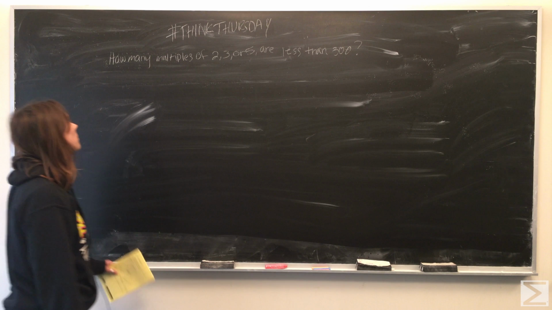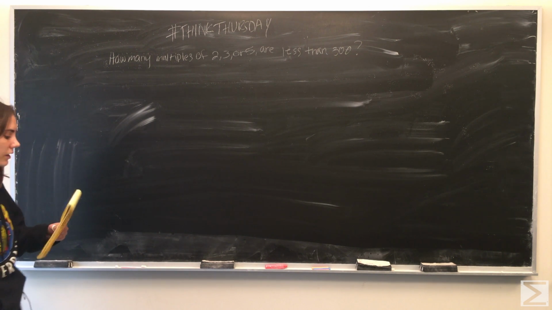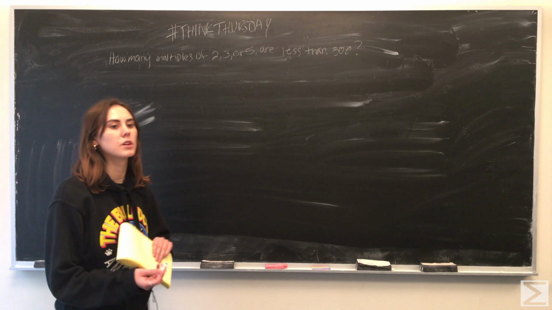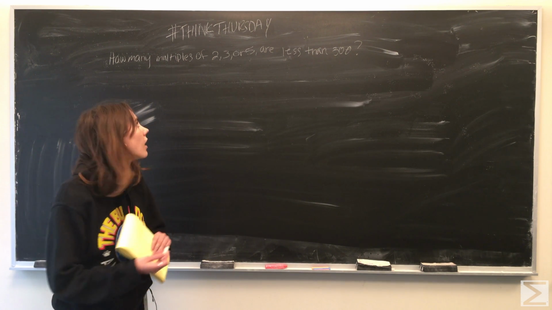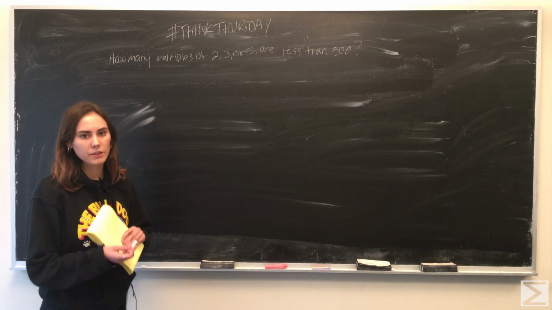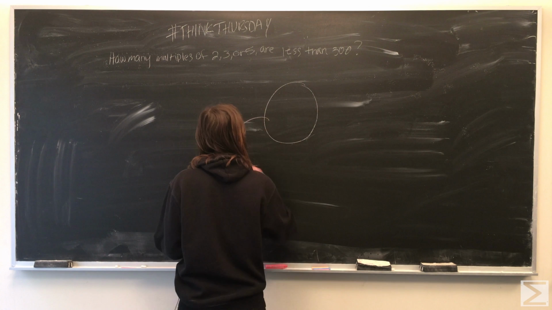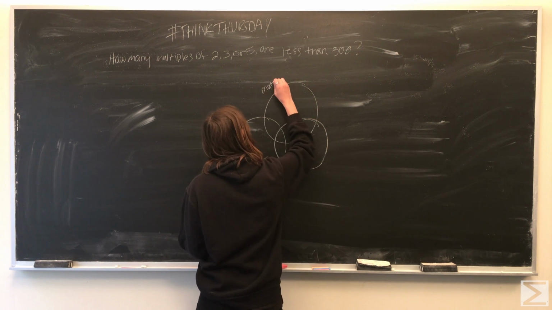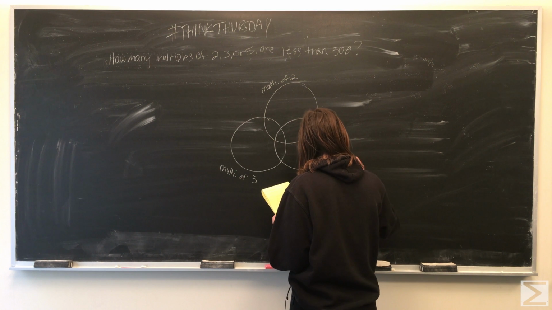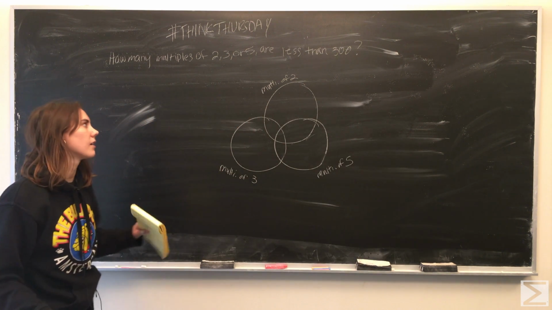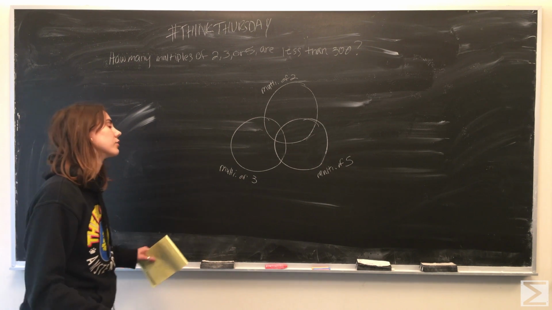This week, our problem is, how many multiples of 2, 3, or 5 are less than 300? So to begin, we're just going to visualize the overlaps of the different multiples of 2, 3, and 5 that are less than 300. I'm just going to draw a Venn diagram. So here we have the different multiples of 2, 3, and 5 that are less than 300.